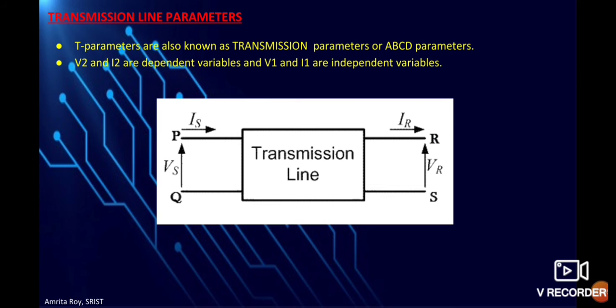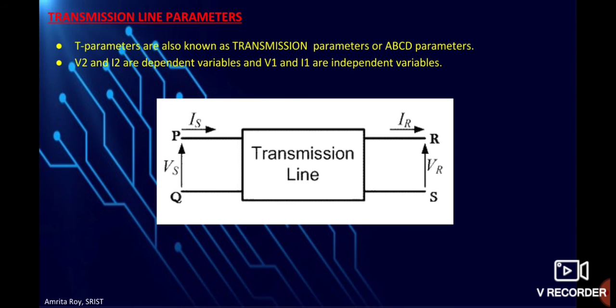Next is transmission line parameters. T parameters are also known as transmission parameters or ABCD parameters. The parameters A and D do not have any units since those are dimensionless. So the units of parameters B and C are ohm and mho respectively.